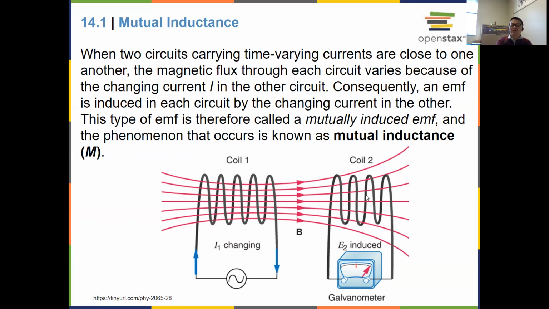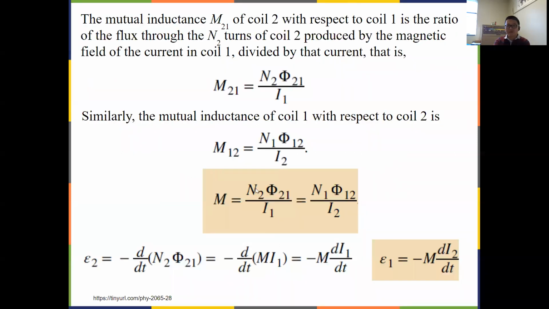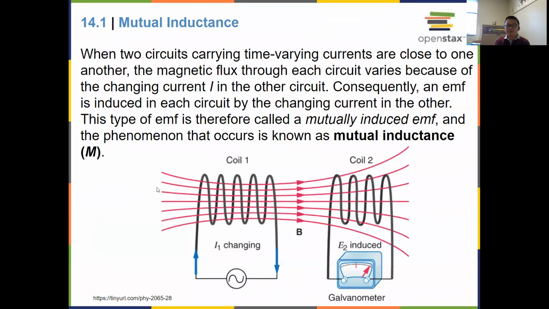So then there will be an induced EMF here. This is called mutual induced EMF. As a result, there will be inductance in the coil as well to oppose that change. The inductance of the coils here is called the mutual inductance. So let's analyze analytically what the mutual inductance will be. For mutual induction, we use M instead of just L. M stands for mutual.